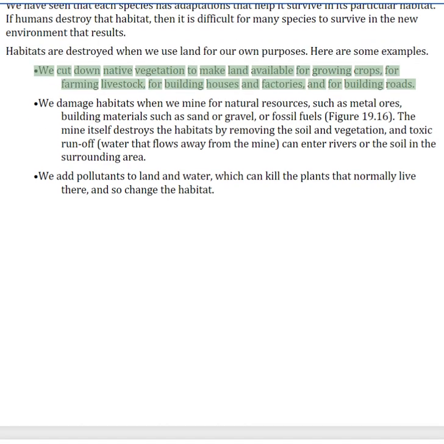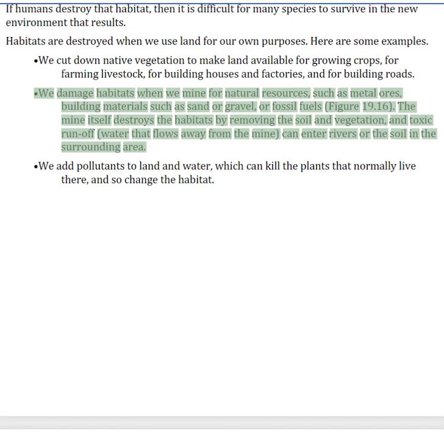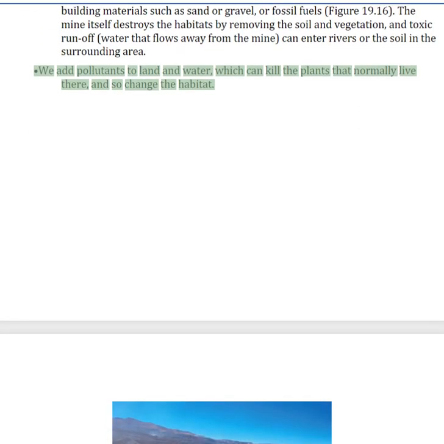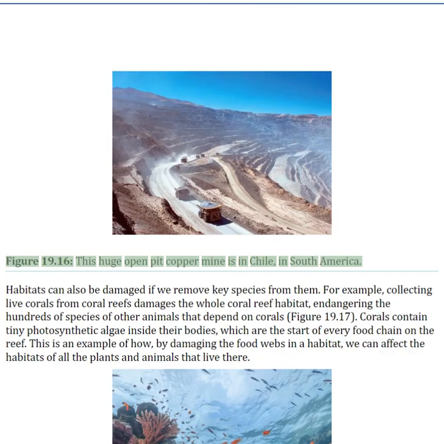We cut down native vegetation to make land available for growing crops, for farming livestock, for building houses and factories, and for building roads. We damage habitats when we mine for natural resources, such as metal ores, building materials such as sand or gravel, or fossil fuels. The mine itself destroys the habitats by removing the soil and vegetation, and toxic runoff can enter rivers or the soil in the surrounding area. We add pollutants to land and water, which can kill the plants that normally live there, and so change the habitat. Figure 19.16, this huge open-pit copper mine is in Chile, in South America.